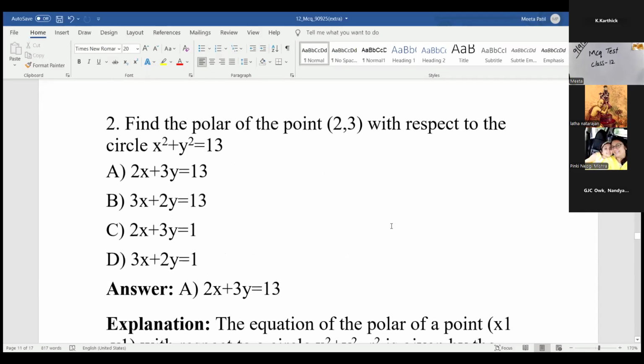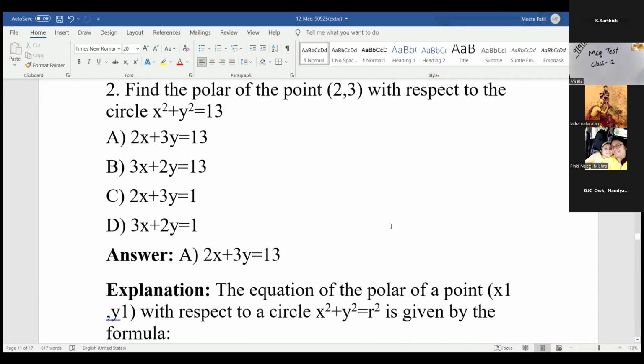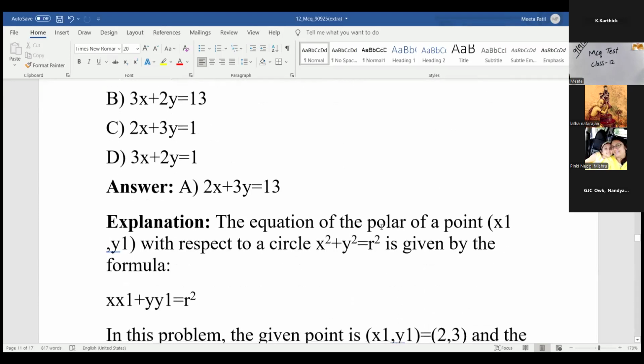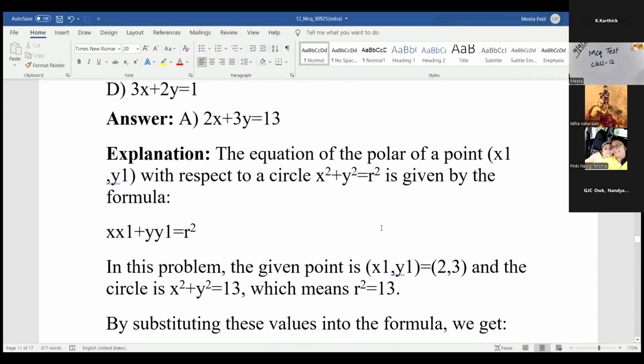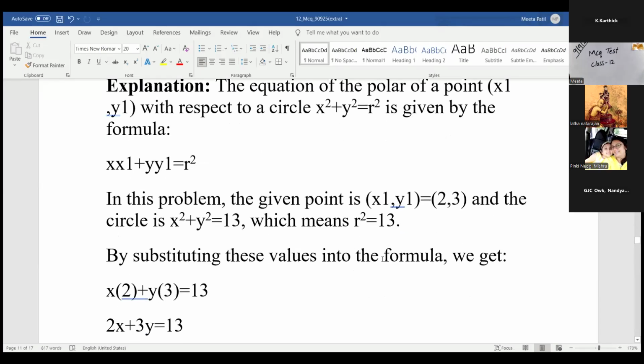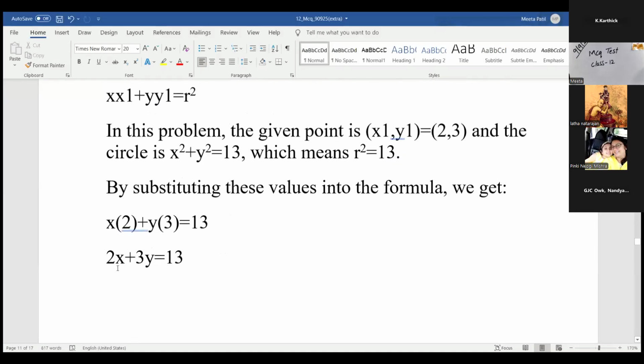So next, the second question is, find the polar of the point 2, 3 with respect to the circle x square plus y square is equal to 13. For this one, option A is the correct answer. The equation x square plus y square is equal to r square is the equation of the circle. So for that, we write x into x1 plus y into y1 is equal to r square. Further, we have the point x1, y1 as 2, 3. If we substitute, r square is equal to 13. So our equation will be 2x plus 3y is equal to 13, which is the answer.